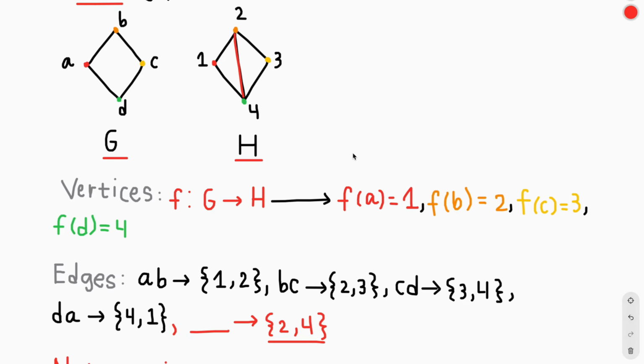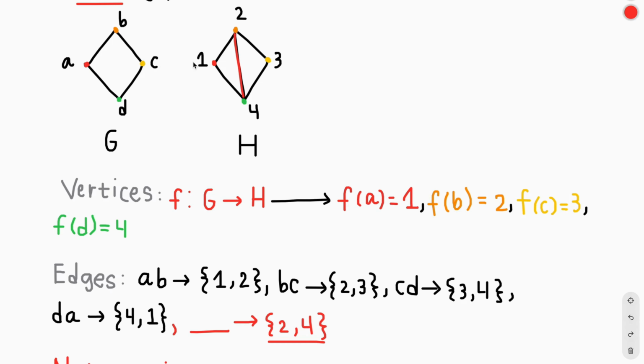It's just the terms like I've used here, but you can use any letters or numbers to name your graphs. Alright, so in graph G, the vertex A is red, and in graph H, the vertex 1 is red. So that means that A corresponds to 1. Similarly, B is orange, 2 is orange, so B corresponds to 2, C to 3, and D to 4.